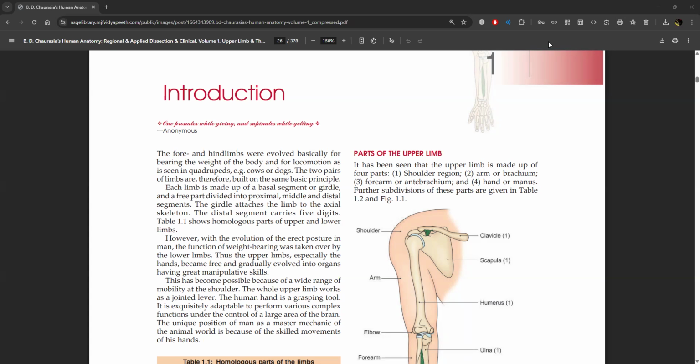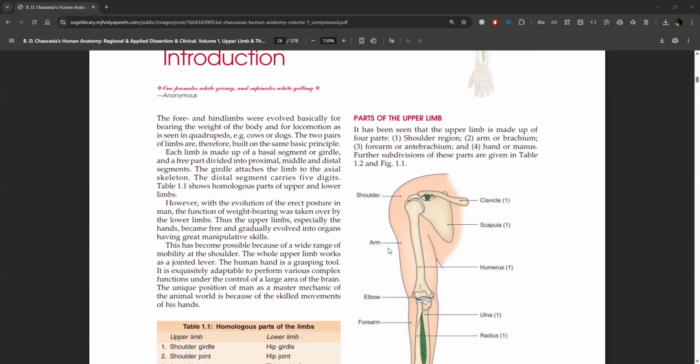So let's get started. The fore and hind limbs were evolved basically for bearing the weight of the body and for locomotion, as is seen in quadrupeds, for example, cows or dogs. The two pairs of limbs are therefore built on the same basic principle. Each limb is made up of a basal segment or girdle and a free part divided into proximal, middle, and distal segments. The girdle attaches the limb to the axial skeleton.